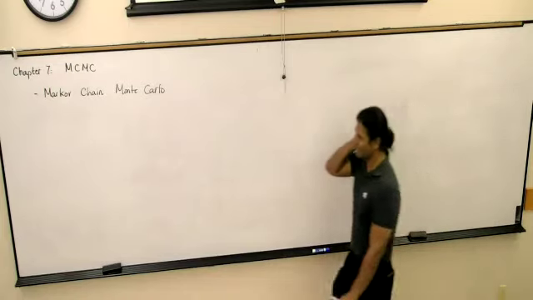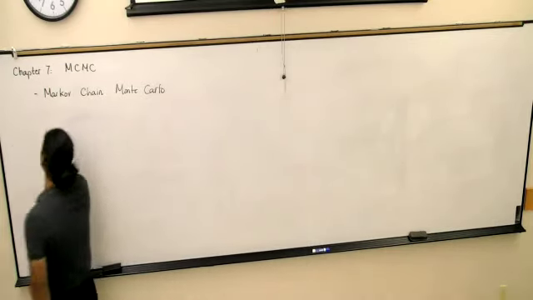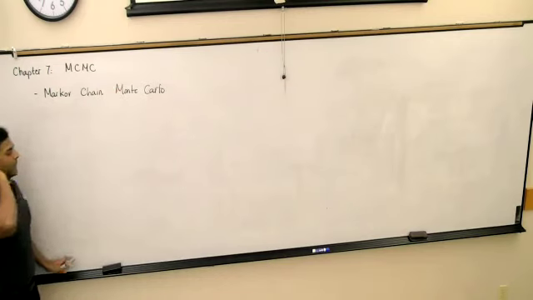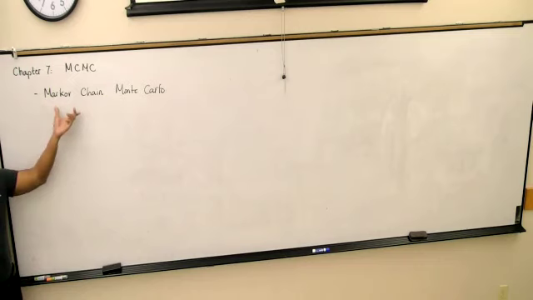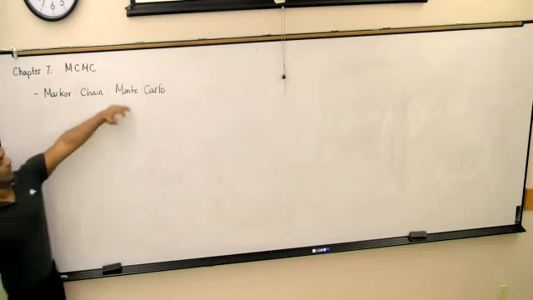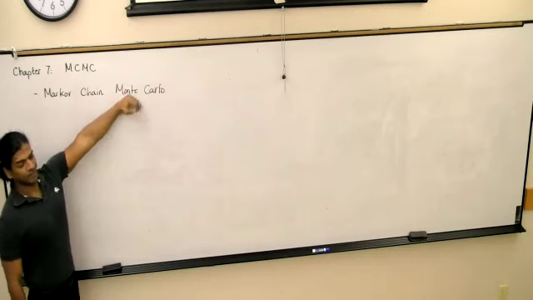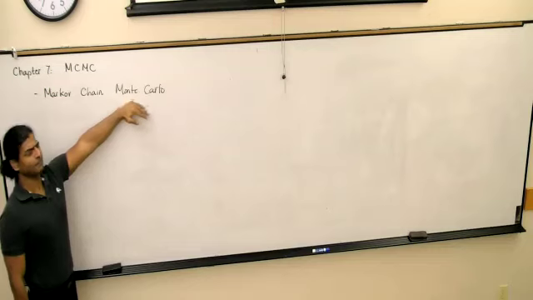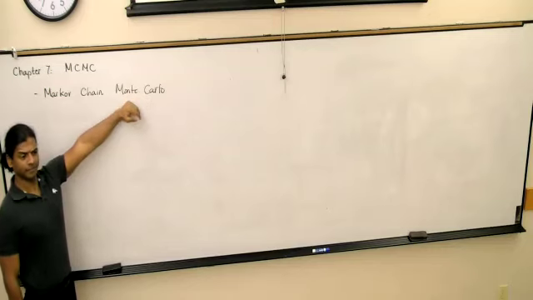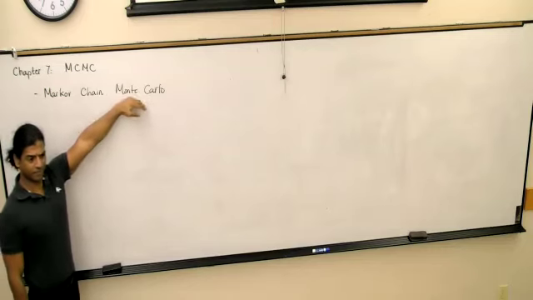MCMC stands for Markov chain Monte Carlo. The Monte Carlo part comes from the simulation of Markov chains. Markov chains have been around for ages. Monte Carlo comes from Monte Carlo, the place in Italy, I believe, where they have the rich casinos and stuff.